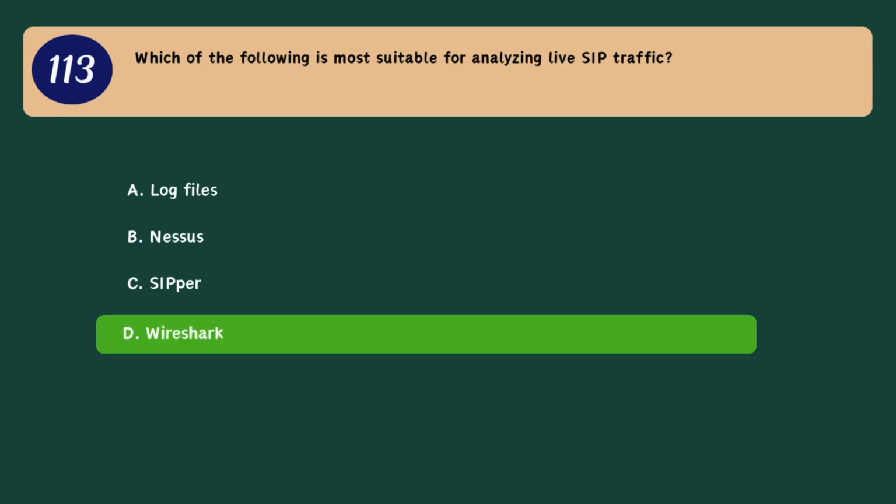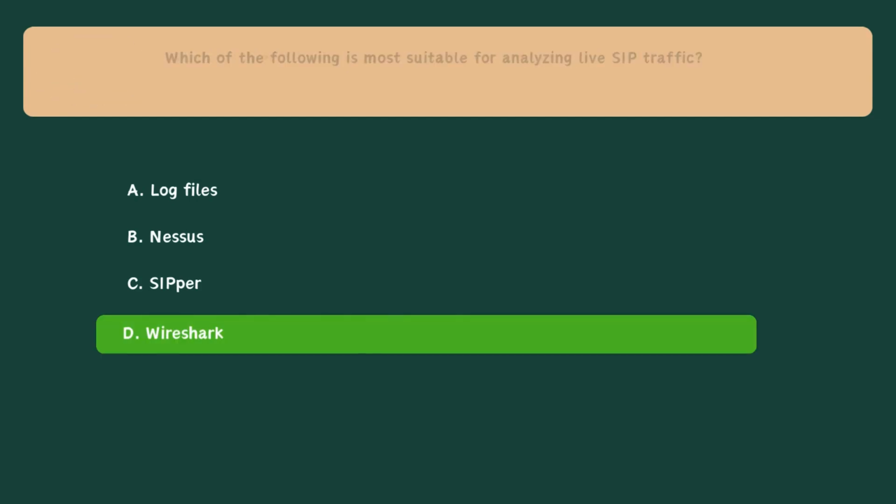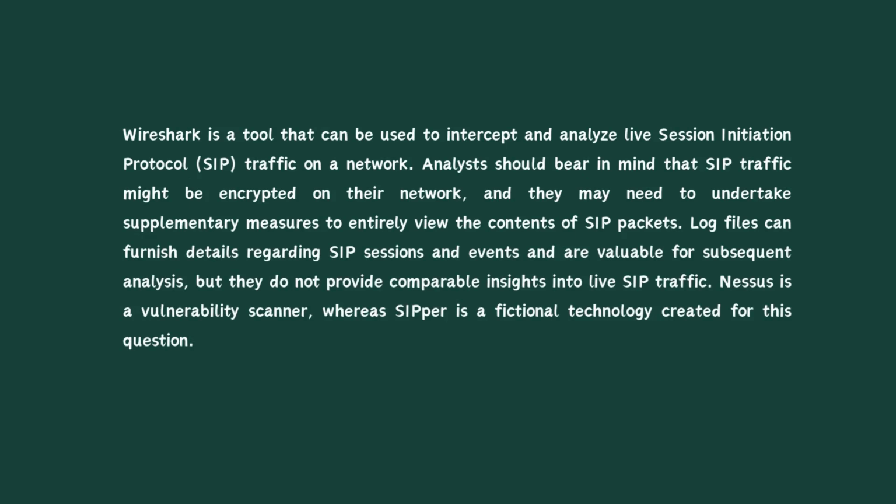Correct answer. D. Wireshark. Wireshark is a tool that can be used to intercept and analyze live session initiation protocol traffic on a network. Analysts should bear in mind that SIP traffic might be encrypted on their network, and they may need to undertake supplementary measures to entirely view the contents of SIP packets. Log files can furnish details regarding SIP sessions and events and are valuable for subsequent analysis, but they do not provide comparable insights into live SIP traffic. Nessus is a vulnerability scanner, whereas Zipper is a fictional technology created for this question.